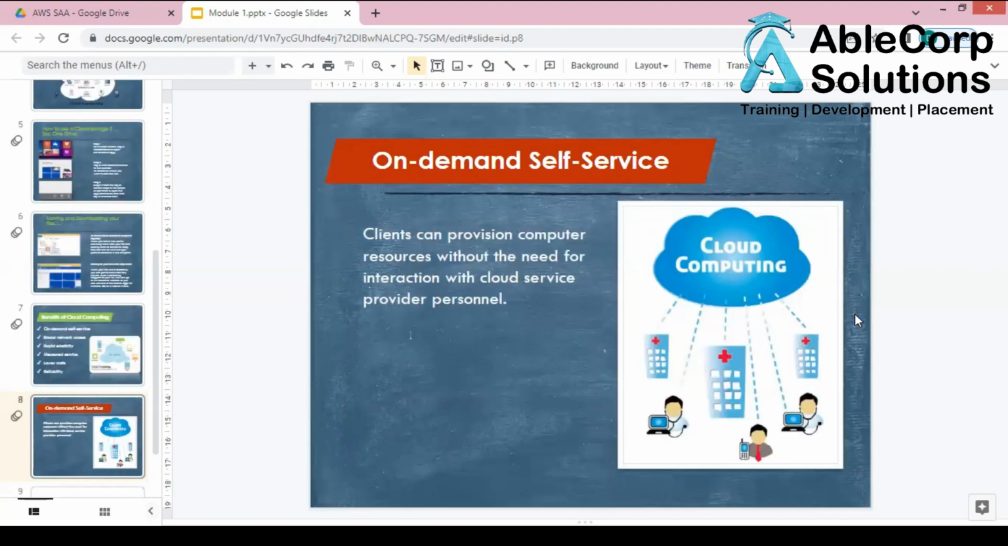On-demand self-service. I've explained all these things. Whether you are on a laptop, on mobile, or in any other place, whenever you need, you would be given the service itself. The client can provision computer resources without the need for personal interaction with the cloud service provider. You don't have to call the cloud infrastructure people. You can just log on and launch the services. It's an on-demand self-service that you have.